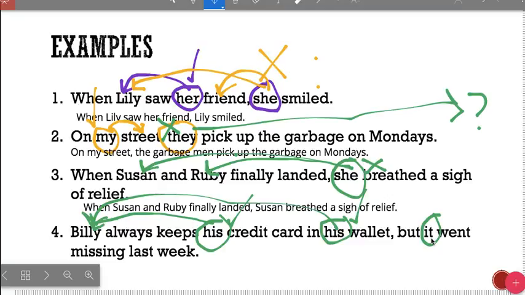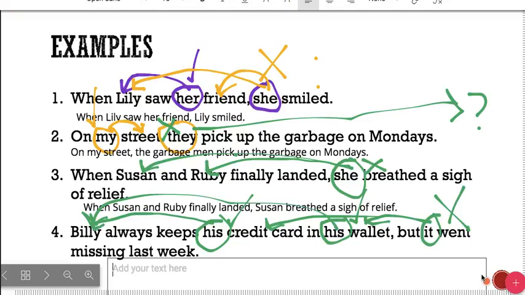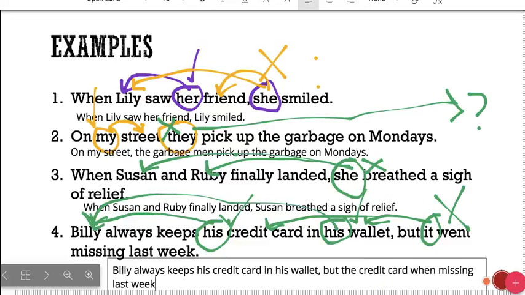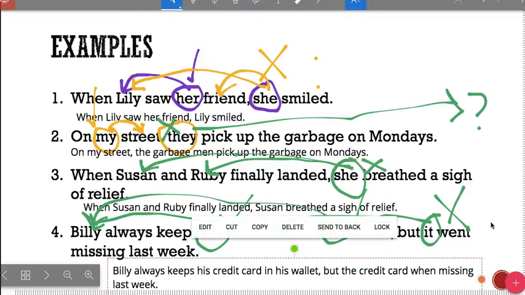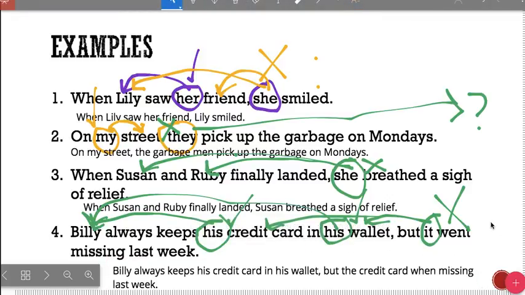But it went missing last week. Okay, what went missing? His wallet or his credit card? We don't know. So that is a vague pronoun. We don't know if the credit card went missing or the wallet went missing. We don't know what it is referring to. So again, we need to rewrite this sentence to eliminate that vague pronoun issue. So Billy always keeps his credit card in his wallet, but the credit card went missing last week. So now we know exactly what went missing, the credit card, and now we don't have that vague pronoun issue.